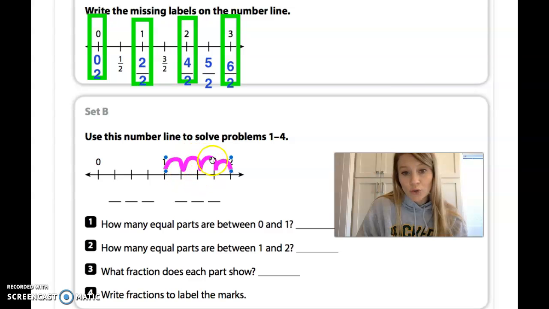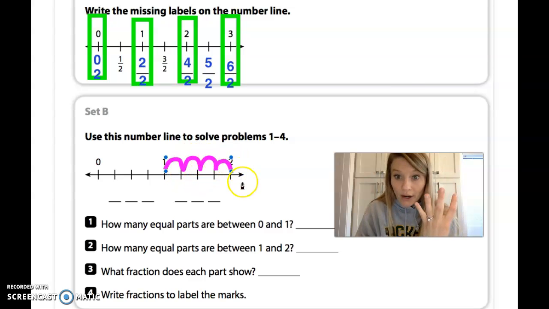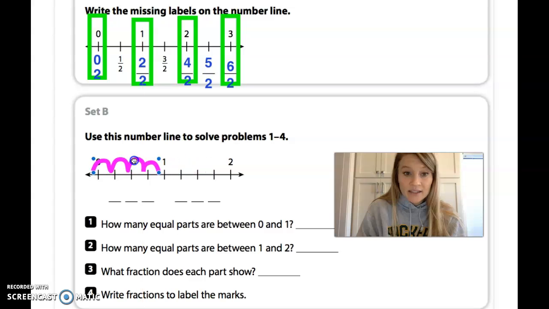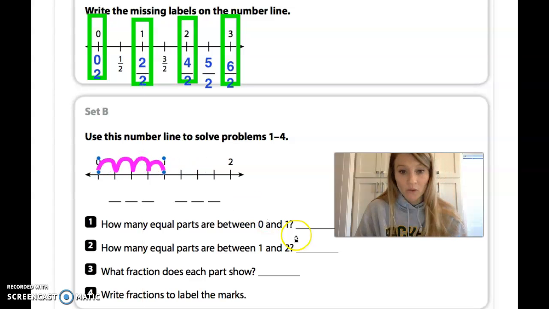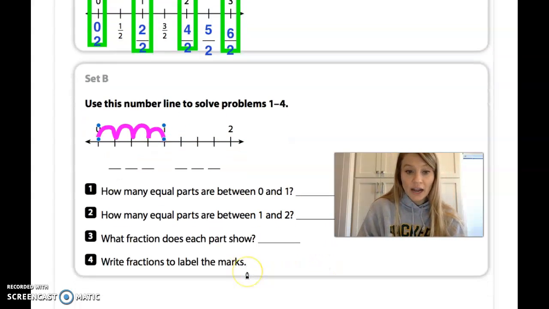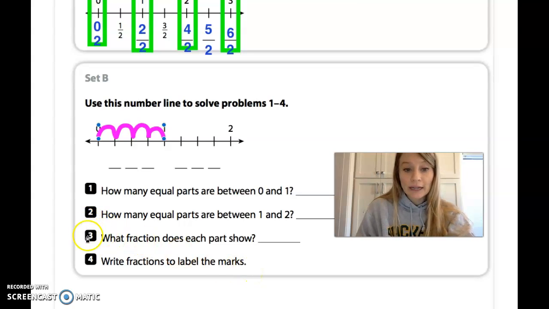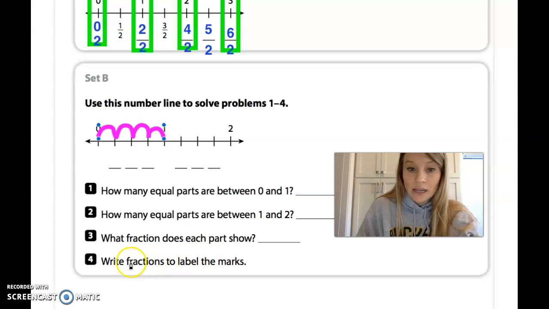1, 2, 3, 4. It's the same because it's split into fourths. And so I want you to do number 3. What fraction does each part show? Write fractions and label all these marks.